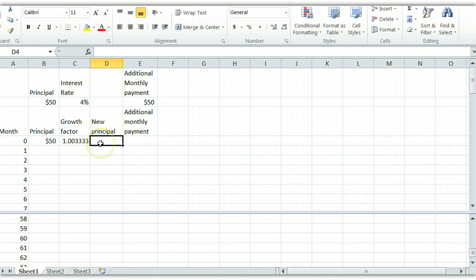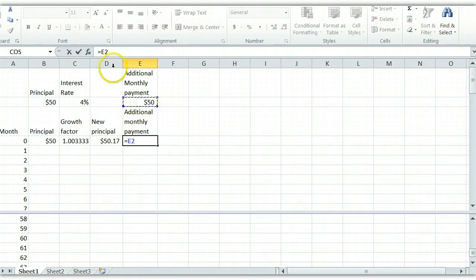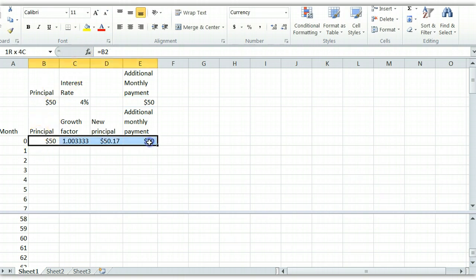Then my new principal is going to be equal to this amount times this amount here. And then if I look at the additional monthly payment, that's going to be equal to this cell right here. Now I'm going to put a $ sign in here so that when I fill down, it's always going to be the same amount. So when we do fill down, the $ sign means that it fixes it. So I can take all of these, and I should be able to, let's see, I don't want to fill down that first one. I need to do one more.